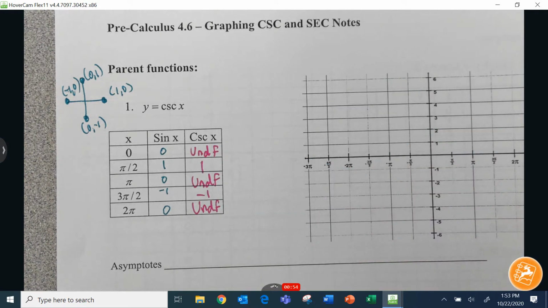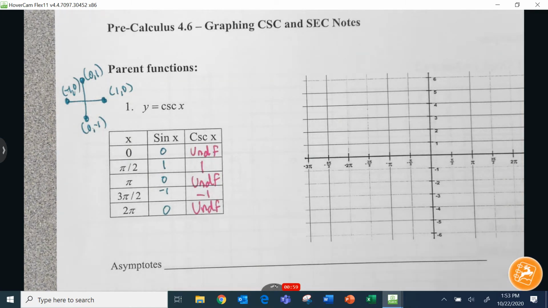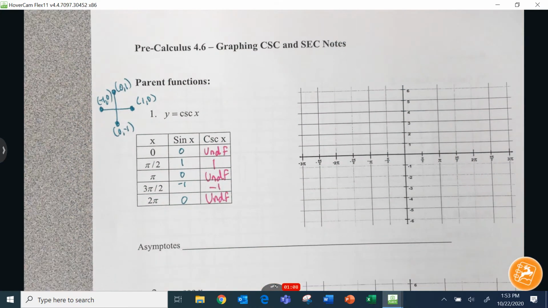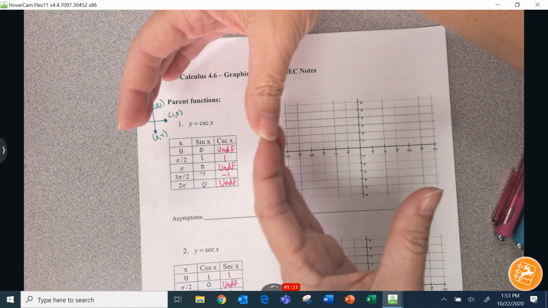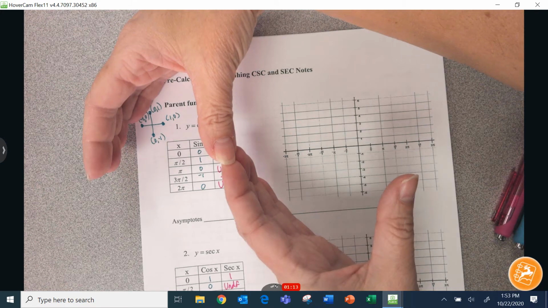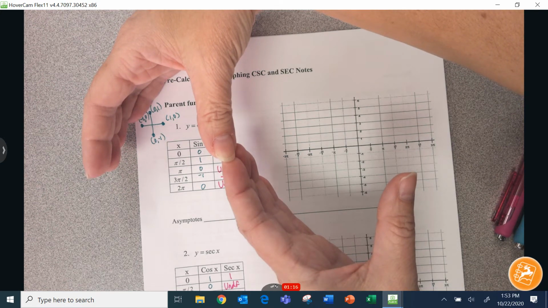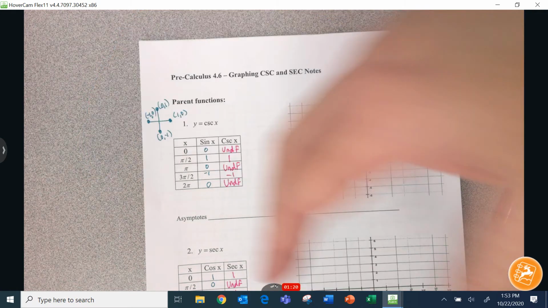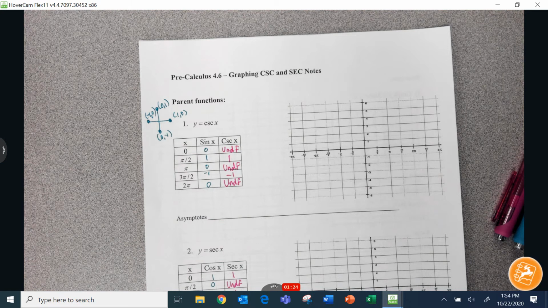With your hands, I want to show you what's going to happen when we go from sine to cosecant. If you could go ahead and make a sine graph. Here's my sine graph. When I reciprocate it, what's going to happen is this sine graph is going to go like, I'm going to do it in front of you guys first. So my fingers, my thumb, where they're holding together, they're just going to separate and go the other direction.